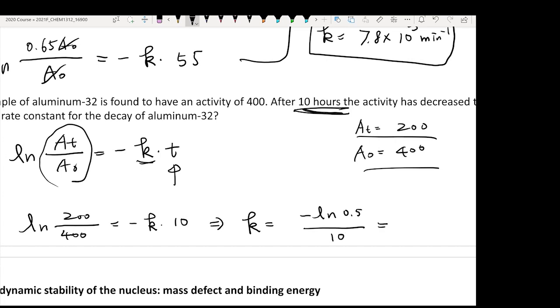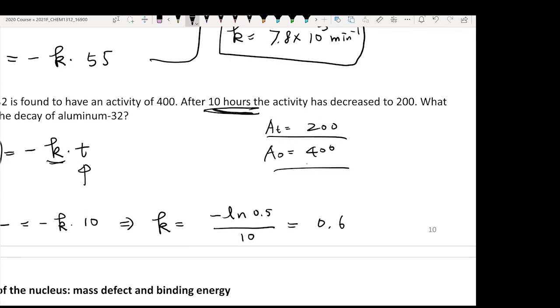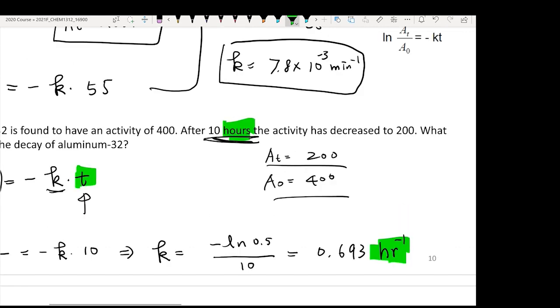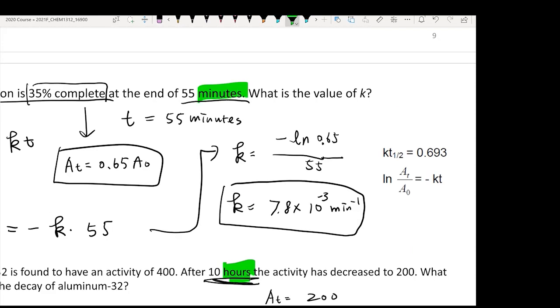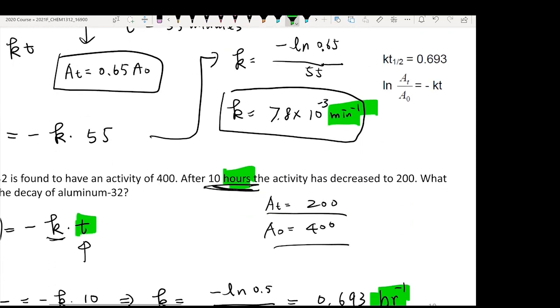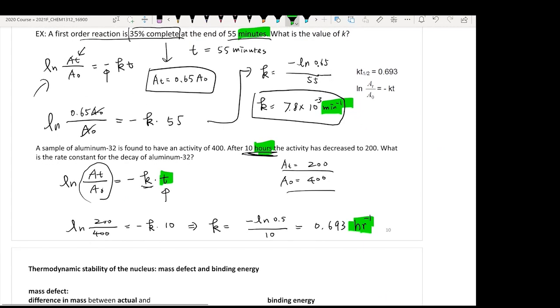Therefore, you're going to get a value of 0.693 per hour. You should notice that the unit you get is associated with the unit you put in. If your T here uses hours, then it becomes per hour. If you use minutes, it becomes per minute. So that's pretty much the standard question you're going to encounter when you calculate decay kinetics.